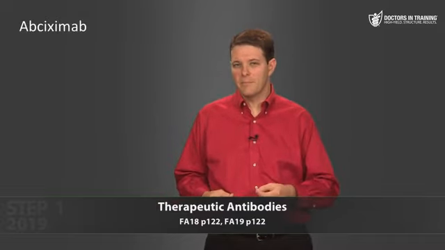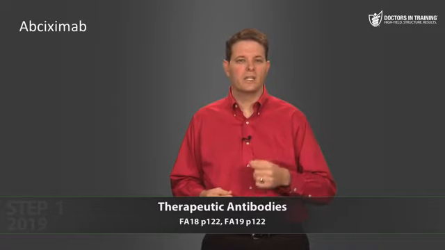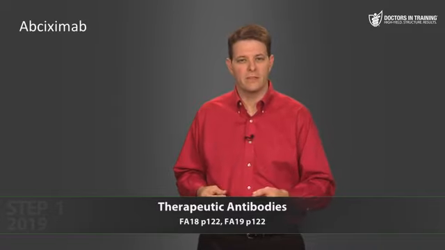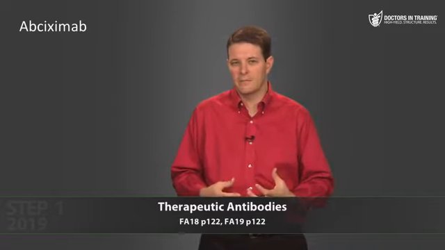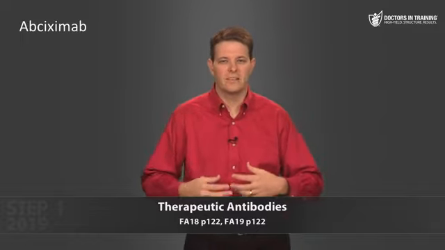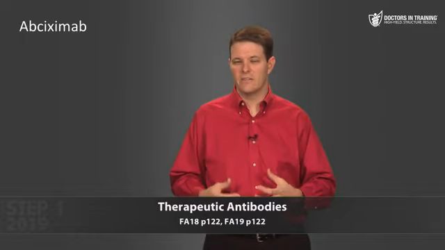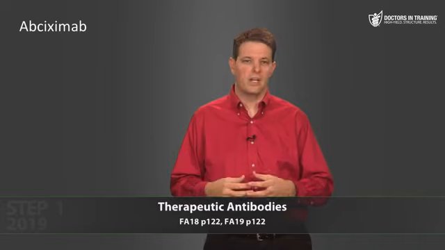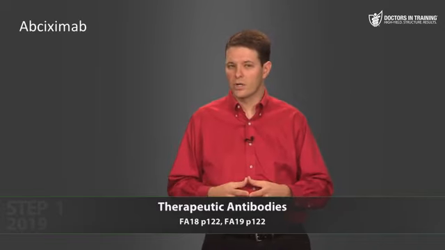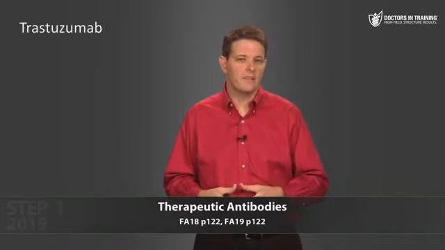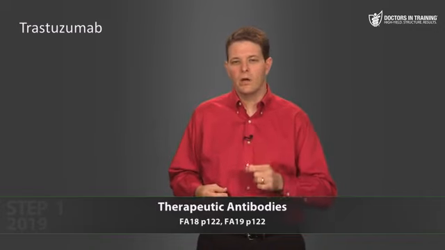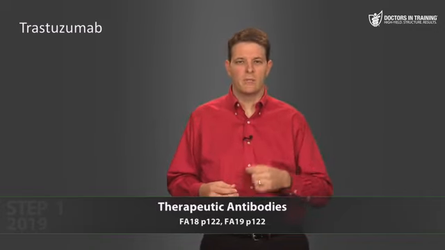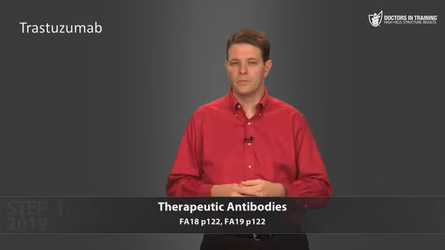There's abciximab, which is an antibody against the glycoprotein 2B3A receptors on platelets, which inhibits platelet activity. Now, this is used in patients that have recently had an angioplasty and stenting of their cardiac vessels, and also in patients with unstable angina or myocardial infarction. And trastuzumab is an antibody against a protein called ERBB2 that we use to treat breast cancers that express HER2/neu.